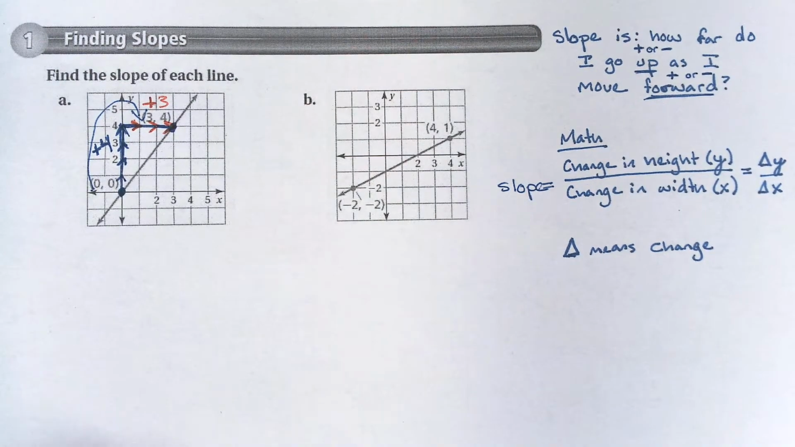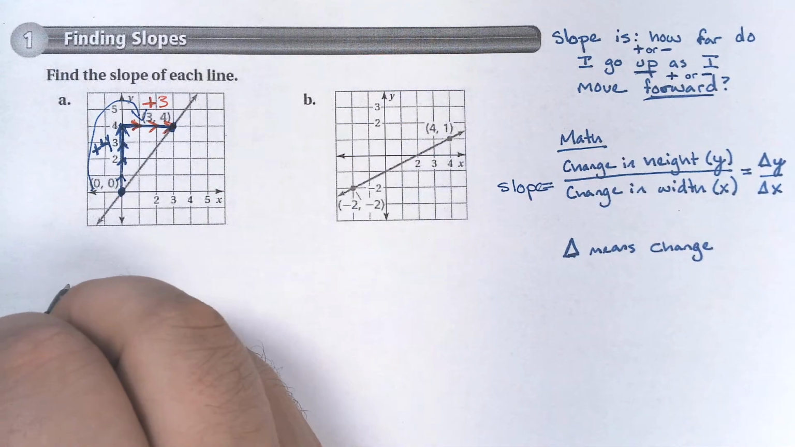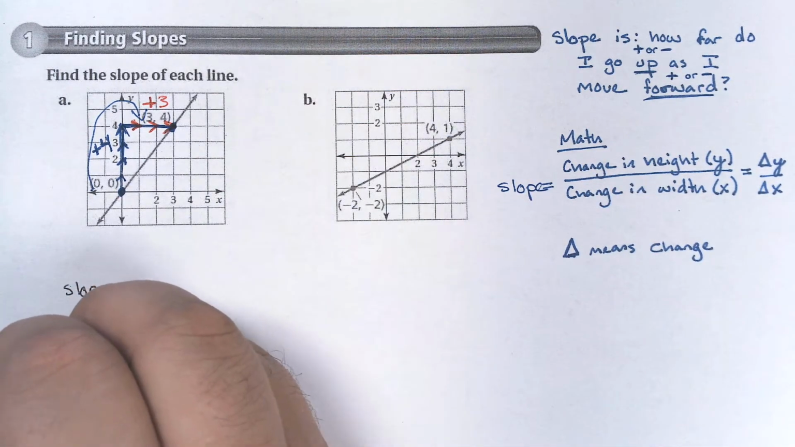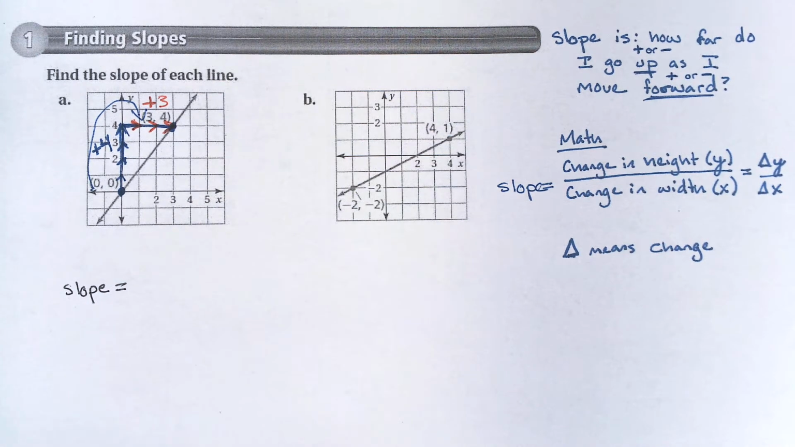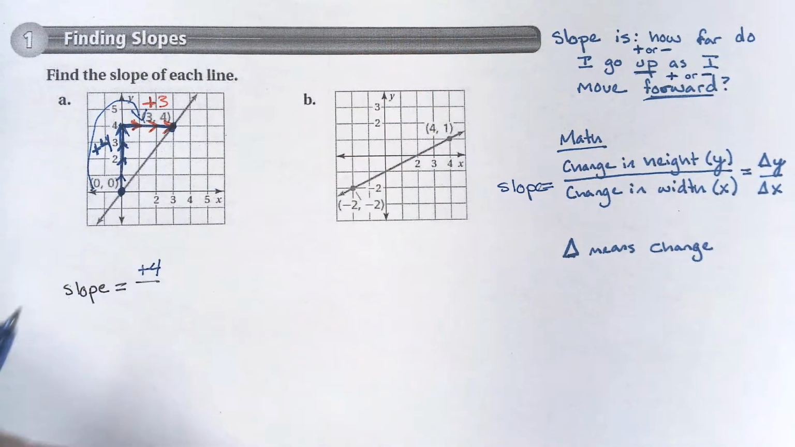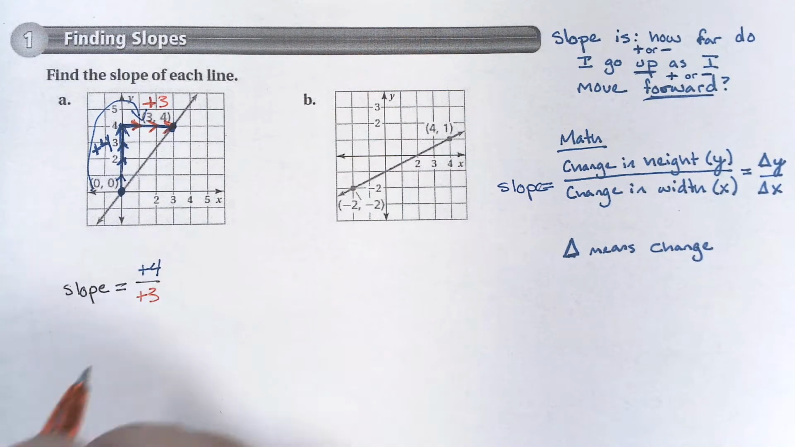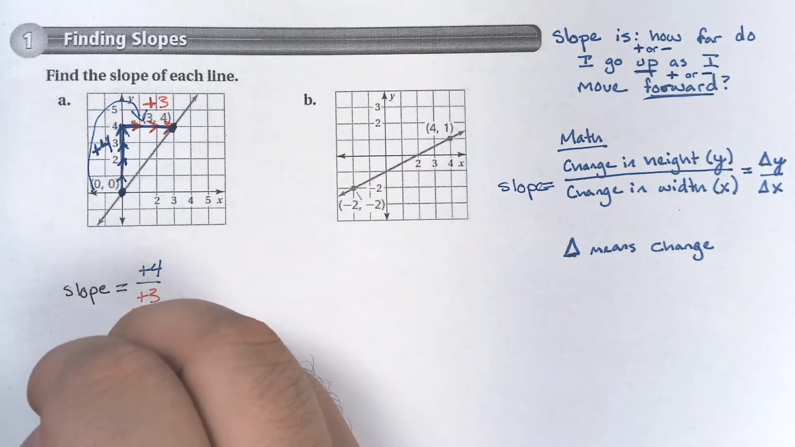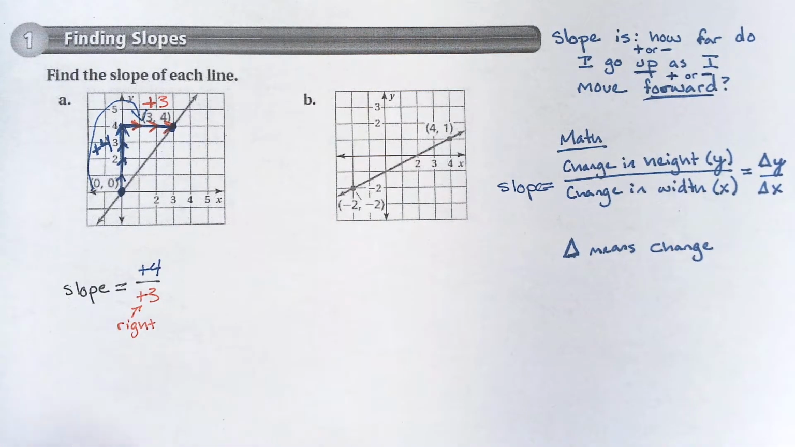What I'm going to be able to do with those two numbers is use this idea of slope. So my slope is equal to a fraction where I went up 4 times and I went over to the right 3 times. Remember, this plus is right, and if it was negative, it would be left.